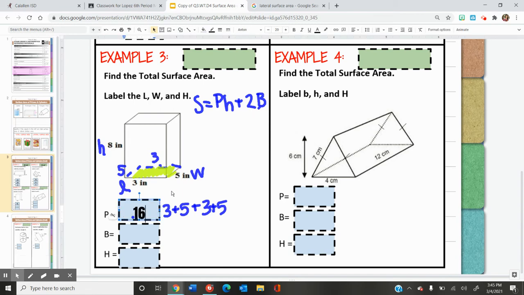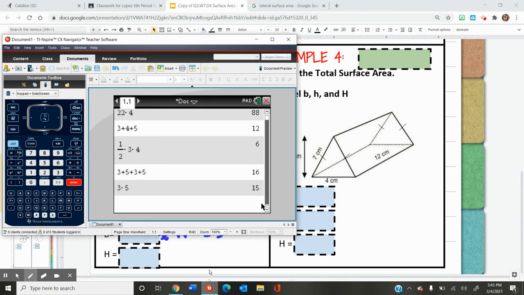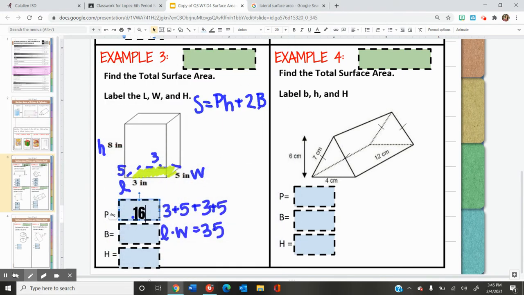Next, I have to find the area of my base. Since my base shape is a rectangle, the formula for area of a rectangle is length times width. So this equals 3 times 5. Putting 3 times 5 in my calculator, we get 15. So the area of my base is 15.